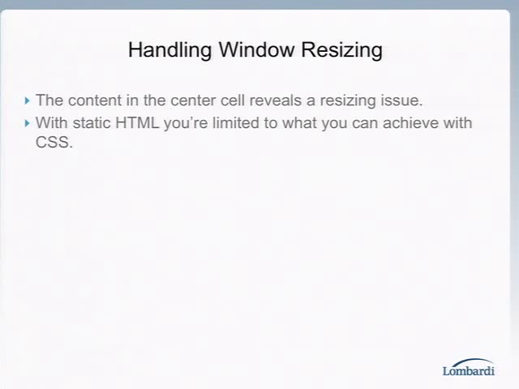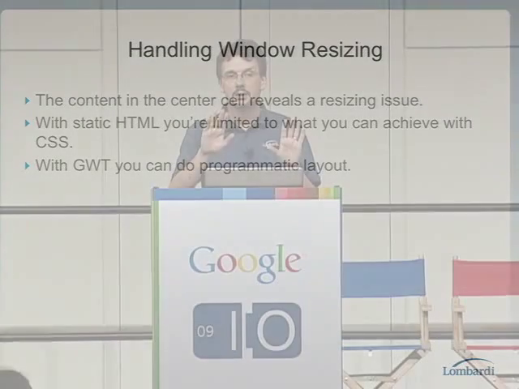So with static HTML, I'm doomed. With GWT, I can do programmatic layout, and we do programmatic layout. If you look at Blueprint, we do quite a bit of programmatic layout in various places when panels are removed or added. And from seeing the GWT 2.0 talk this morning, we are looking forward to panels that do all of that automatically for us.